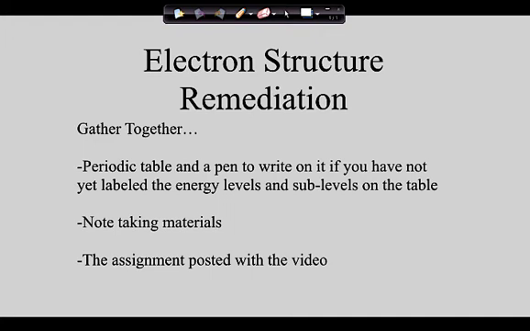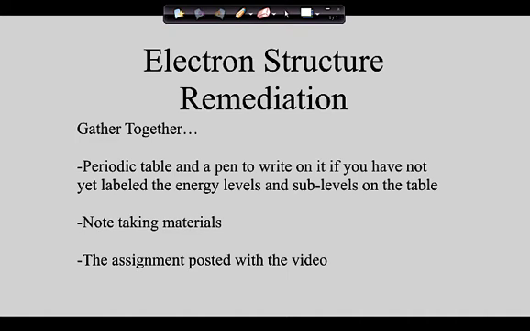In order to get started, you're going to need your periodic table, and then if you have not already labeled it with the energy levels and sublevels, you'll need a pen that will allow you to do that. In addition to that, you'll need note-taking materials, because in order to get into the PRIDE review, you will need to have your notes from this experience. And then on our website where you found the link to this video, you will also find a link to a practice assignment that has 5 orbital filling and 5 Lewis dot structures, and you will need to print and complete that before you're welcome to the review session as well.